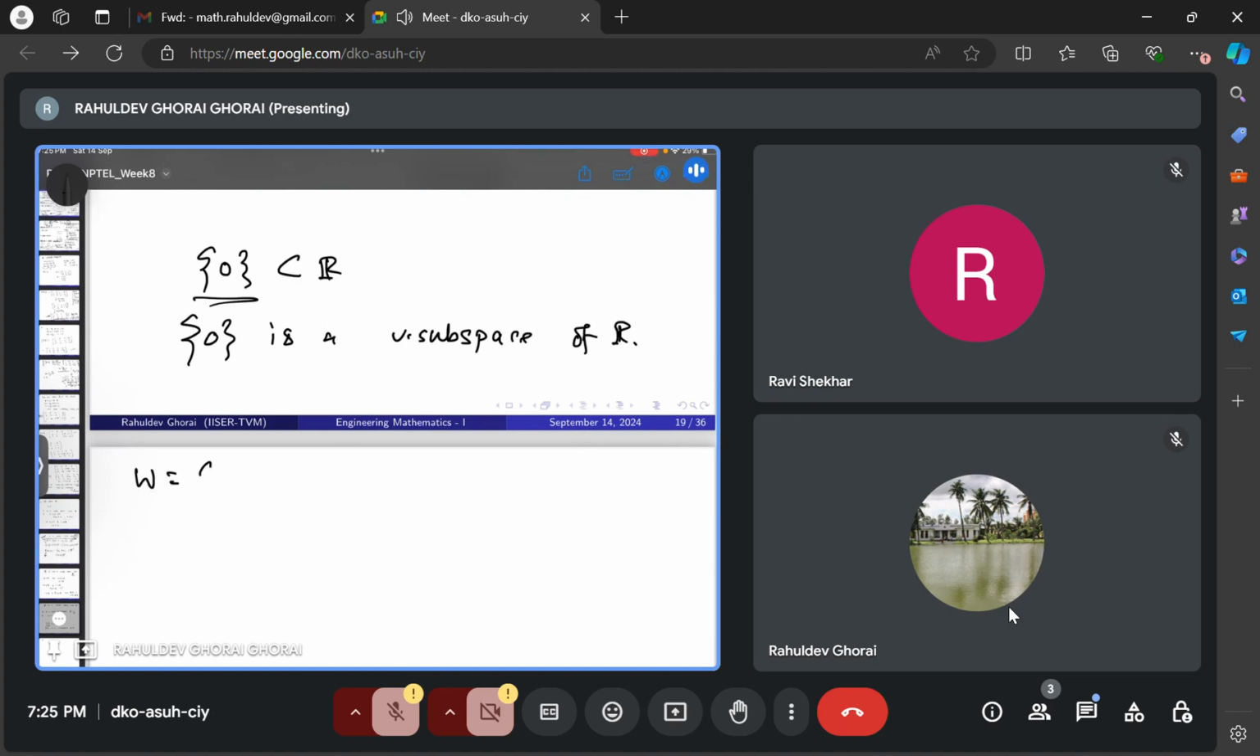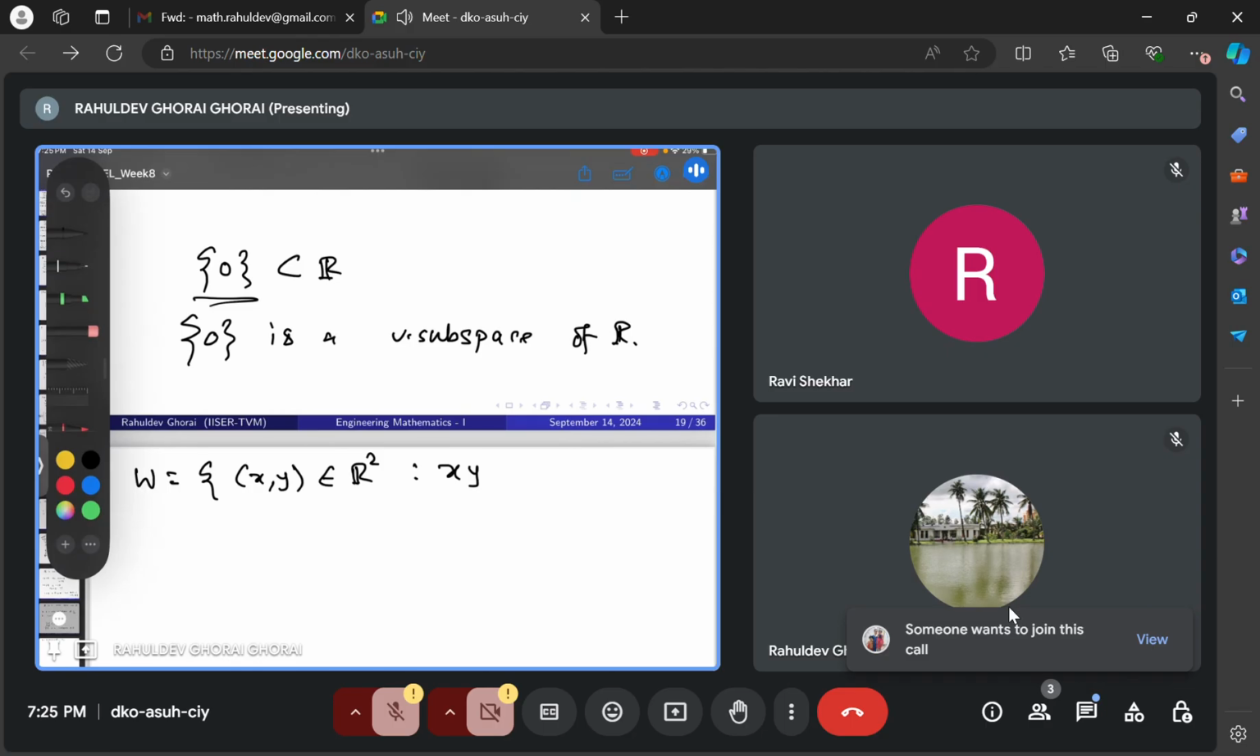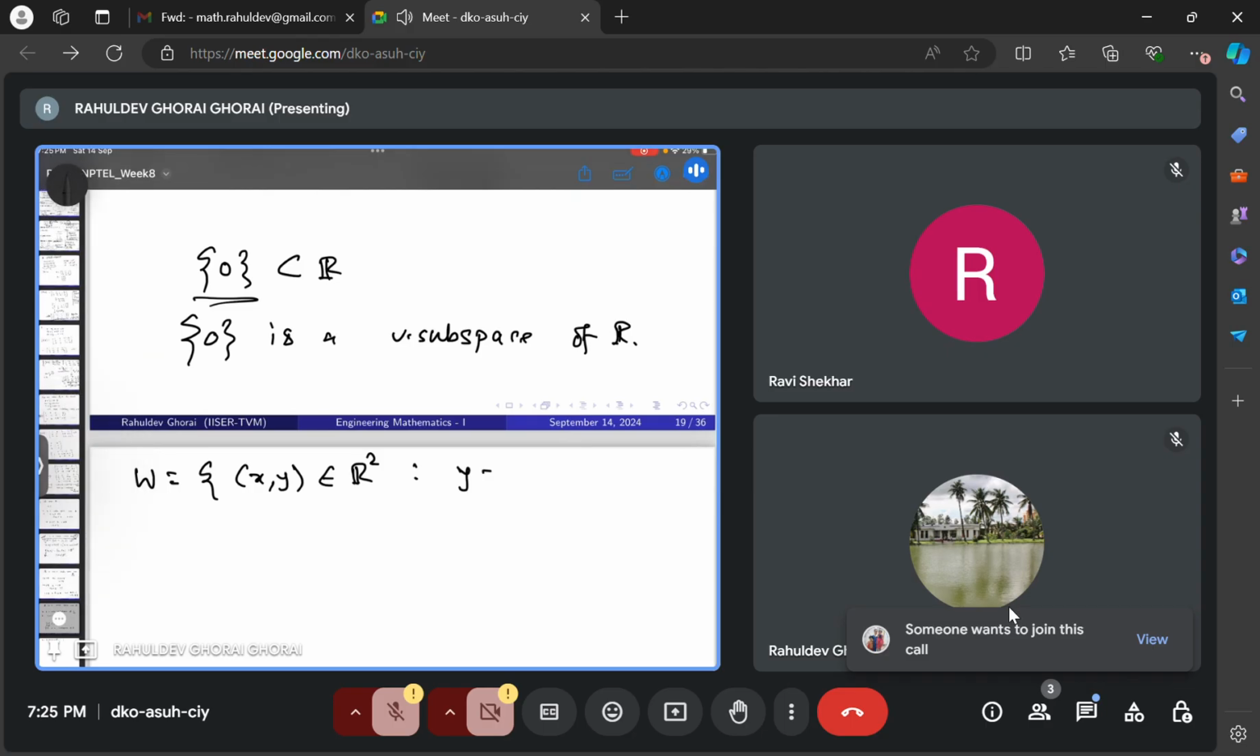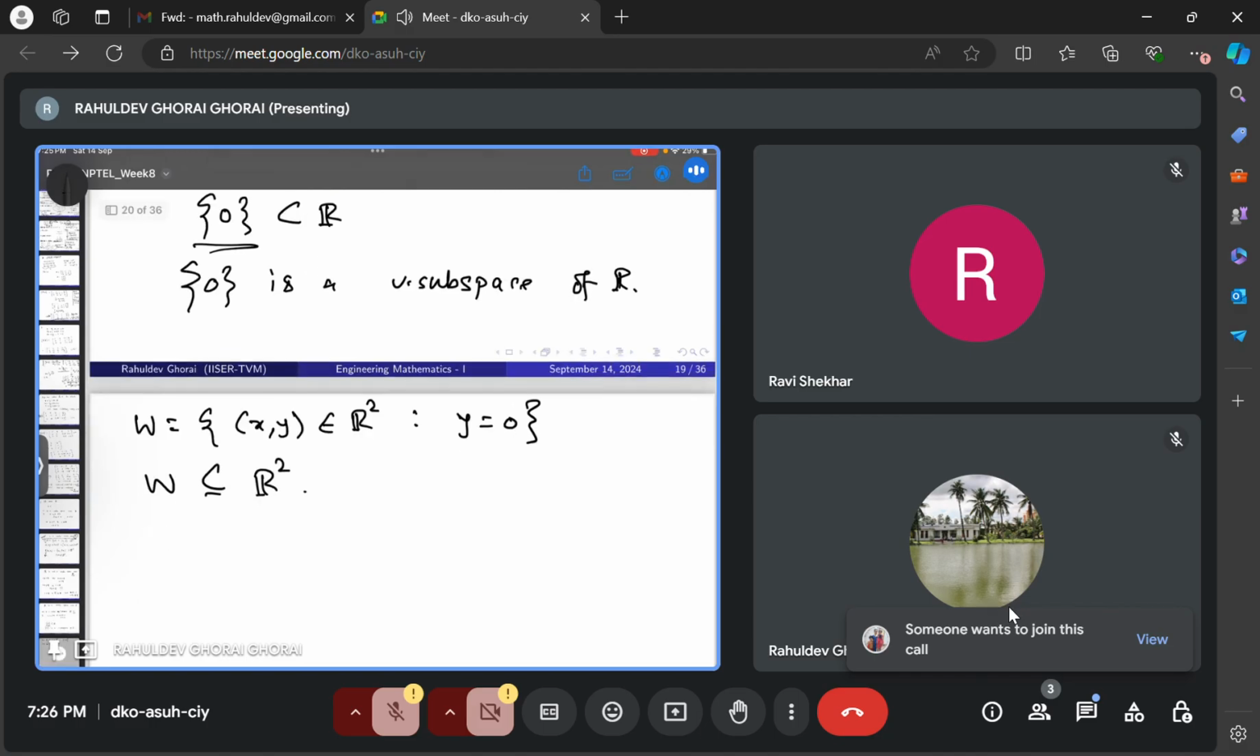Let's say W is equal to (x, y) belonging to R2 such that y is equal to 0. Let me give you the easy example first. So W is a subset of R2, right? Is W a subspace?